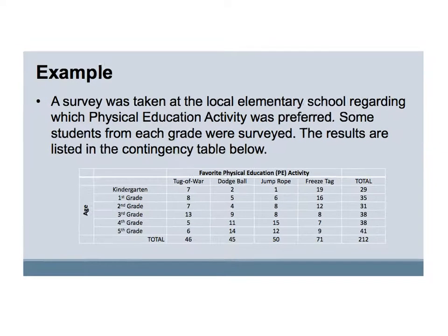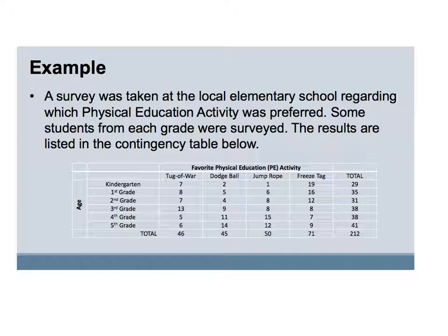So now we're going to do all these different probabilities using this table right here. So you'll be referring back to this table for all the rest of the questions in your notes. And we're going to go back through all these different kinds of probabilities using this table and go back over them. First, let's make sure you can read the table. This was a survey that was taken at a local elementary school regarding which physical education activity was preferred. Some students from each grade were surveyed. The results are listed in the contingency table below.